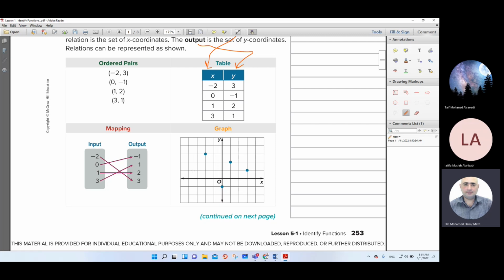This is the graph. As you see, -2 in the x and 3 in the y. This is the first point. Then we have 0, -1, the second point. Then we have 1, 2, the third point. Then we have 3, 1, the fourth point. So this is the meaning of the relation, the input, the output, and the mapping. And this is the graph for this relation.